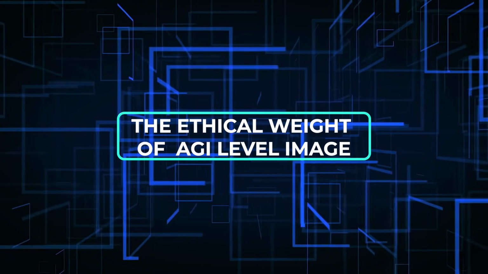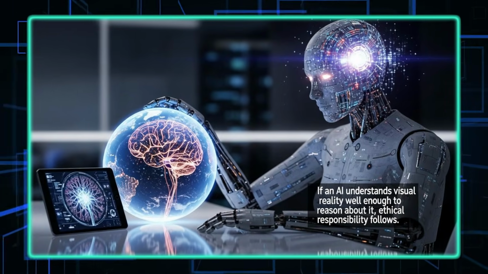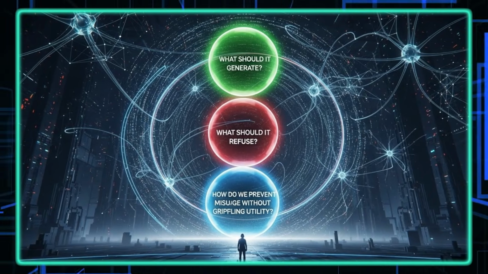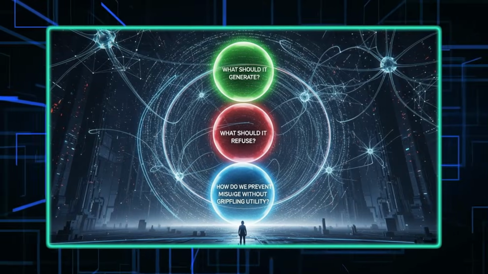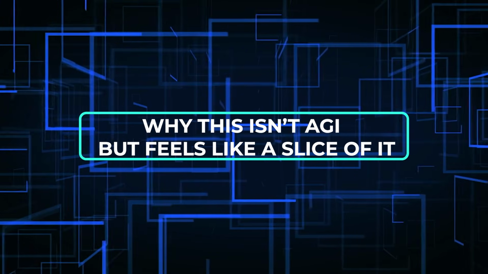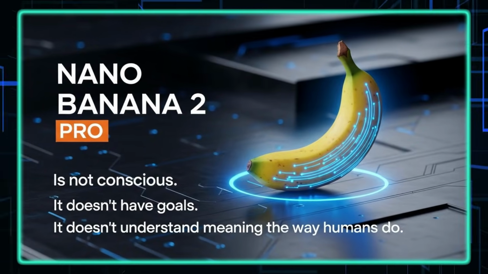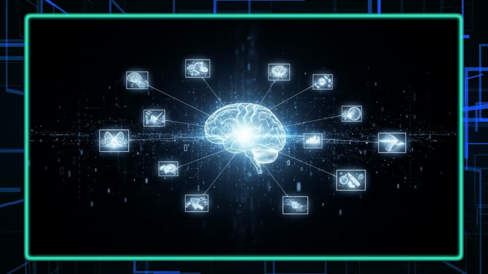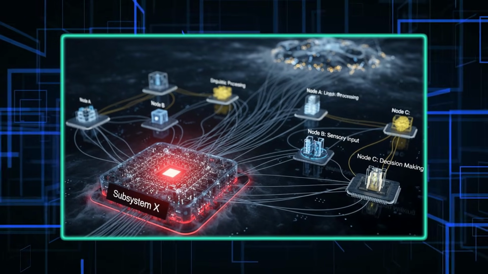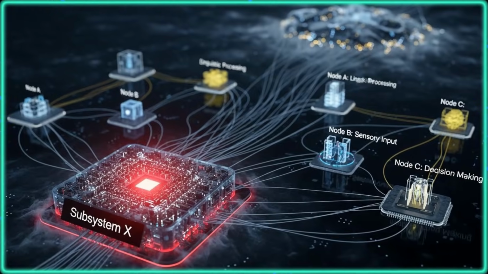The ethical weight of AGI-level image. If an AI understands visual reality well enough to reason about it, ethical responsibility follows. What should it generate? What should it refuse? How do we prevent misuse without crippling utility? These questions get harder as intelligence improves. Why this isn't AGI but feels like a slice of it. Nano Banana 2 Pro is not conscious. It doesn't have goals. It doesn't understand meaning the way humans do. But it does demonstrate generalizable visual intelligence, a core component of AGI. Think of it as a subsystem that works frighteningly well. AGI isn't one model. It's many systems like this, stitched together.